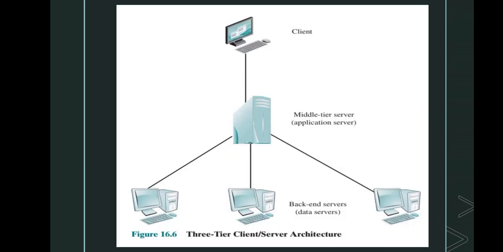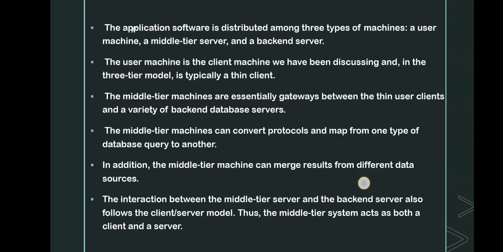This is a figure of the three-tier client-server architecture. Here it is clear that there are the client, the middle-tier server, and the back-end servers. There is no direct communication between the client and the back-end servers. There is a gateway between them, that is the middle-tier server. The user machine is the client machine we have been discussing, and in the three-tier model it is typically a thin client. So the user machine is simply the client in this three-tier architecture.